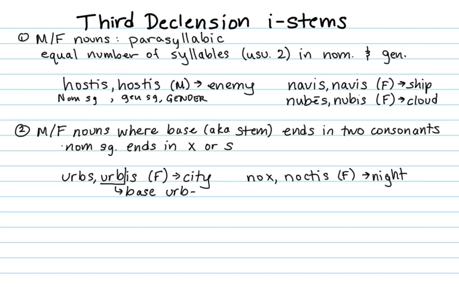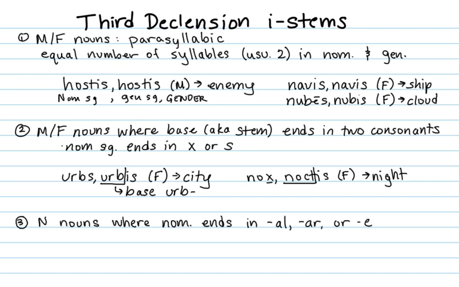Example, nox, noctis. Go to the genitive singular. The stem or base is noct. The nominative ends in X, stem noct, N-O-C-T, double consonant, that is an I stem.